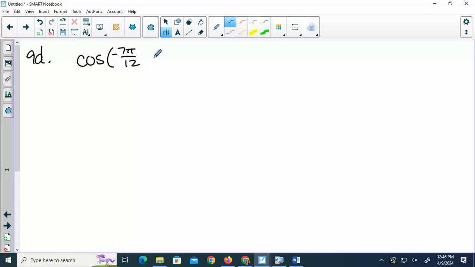Alright, so cosine of negative 7 pi over 12. Change to degrees, times 180 over pi. So negative 7 times 180 divided by 12 is negative 105. You have a couple of different options. You could add 360 and deal with the positive, or you could try to find two angles that add up to negative 105, or subtract to negative 105.